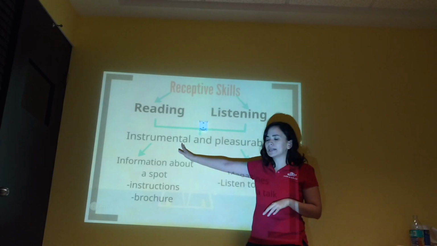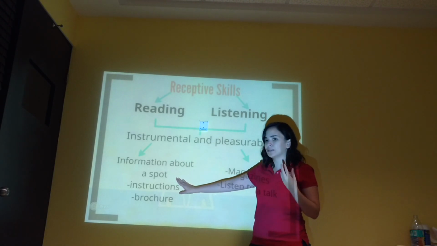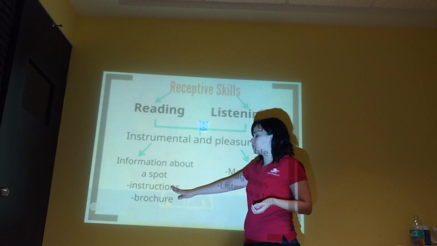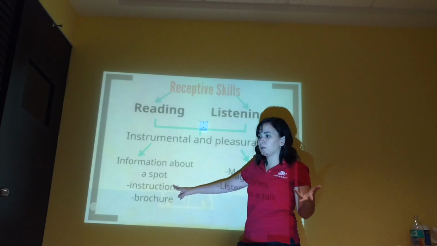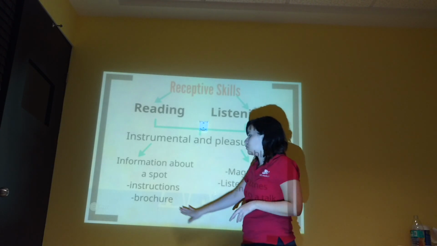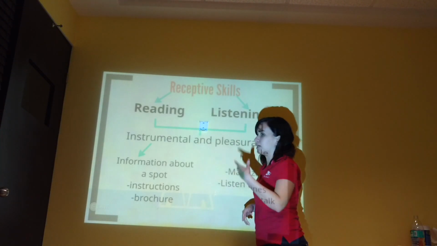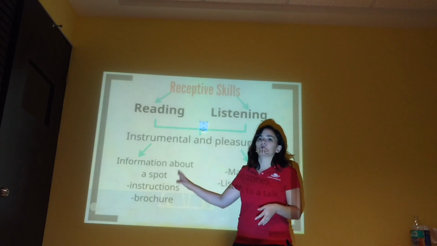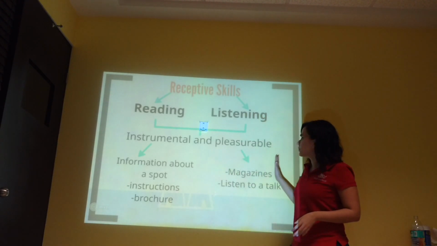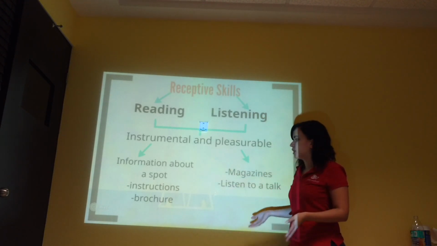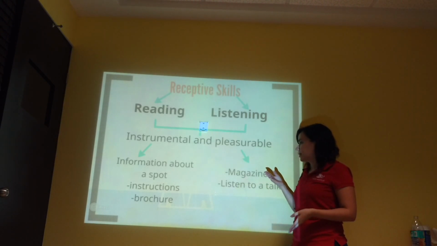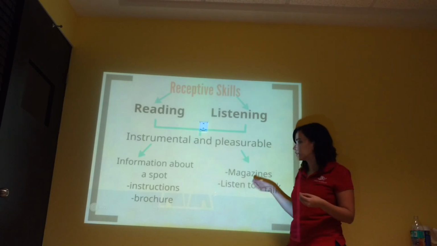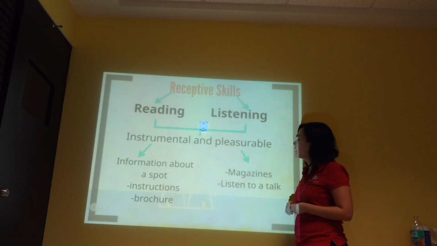The instrumental part talks about information about a spot or something you wish to know. For example, instructions to set up a computer or to build something, and a brochure about the place you're going on vacation, or about a product. So this is merely to get information about something. And the pleasurable part is when you read something for pleasure, like a magazine, or listening to a talk, or listening to music, or something that you really want to get in touch with.